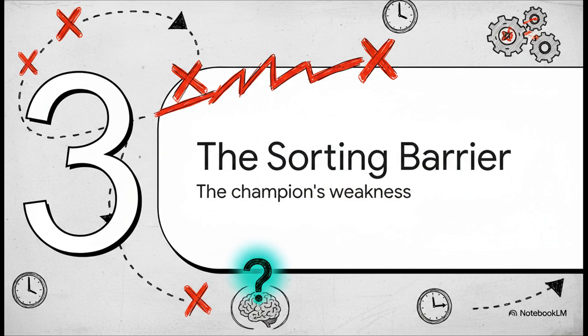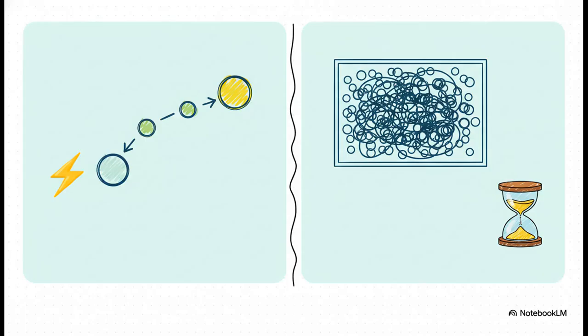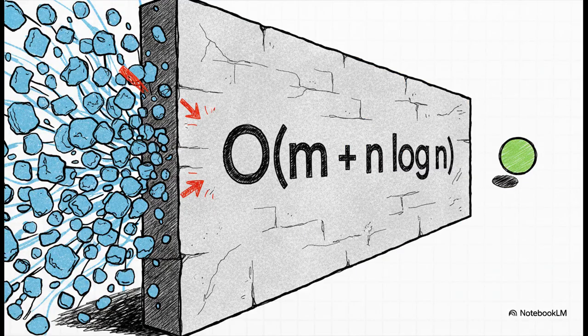But here's the thing. Even the greatest champions have a weakness. For all of its elegance, Dijkstra's has a fundamental bottleneck, a hidden speed limit that, until right now, no one had figured out how to consistently break. So check this out. The very thing that makes the algorithm so powerful, always knowing the absolute closest place to go next, is also the source of its biggest problem. See, to know which point is the closest, it has to keep this huge, constantly changing, sorted list of every possible next step. And that, right there, is the sorting barrier.